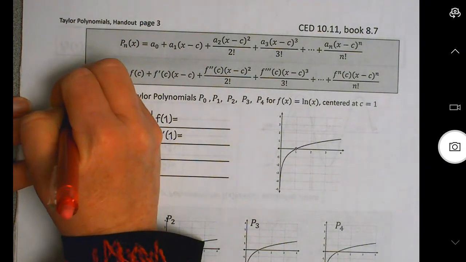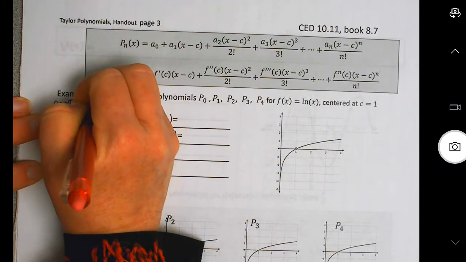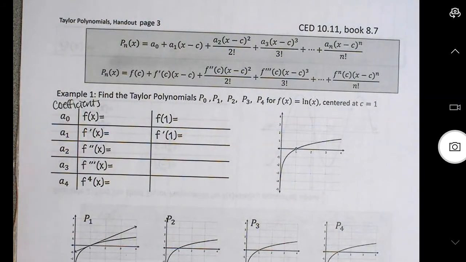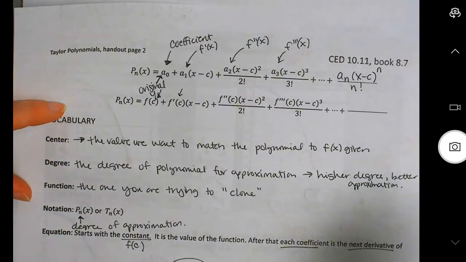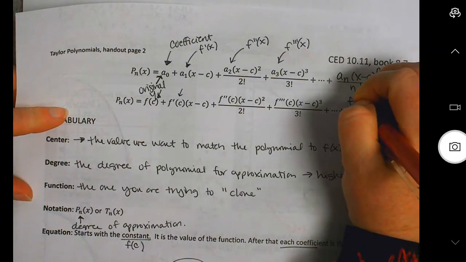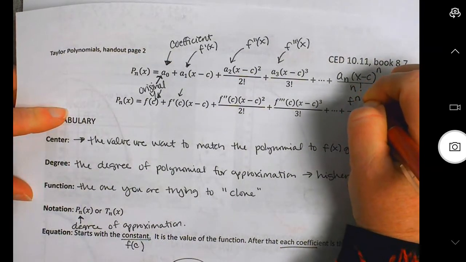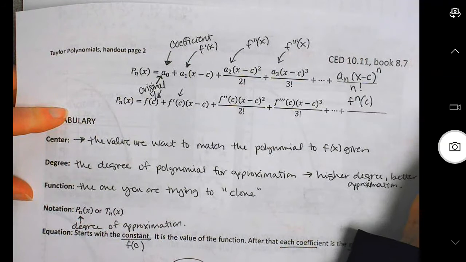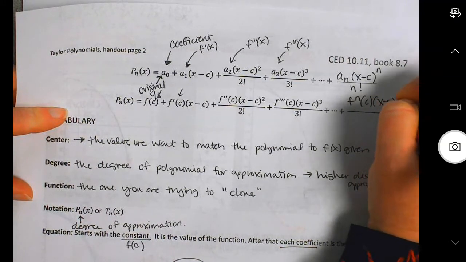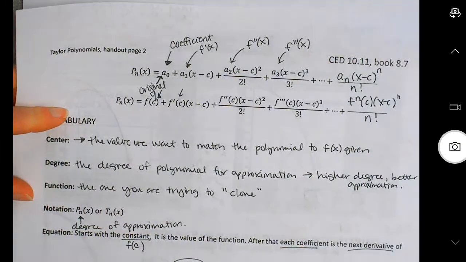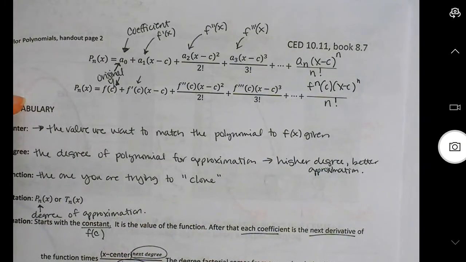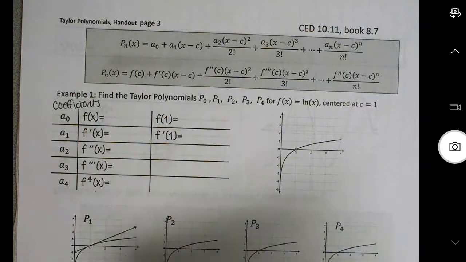Miss Kate? Yes? On the back page, what did we write? I don't think we wrote it under the approximation up top for this one right here. So it would be f to the nth derivative of c, times x minus c to the n over n factorial. Thank you. Yep, there it is. That just makes sense. Yeah. Wait, what was it? Here it is.